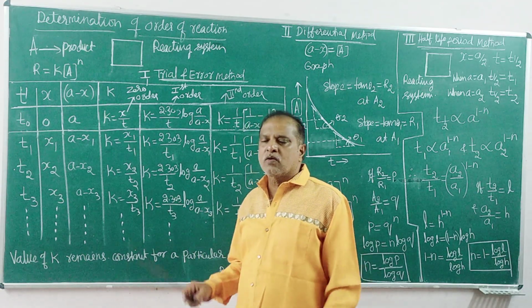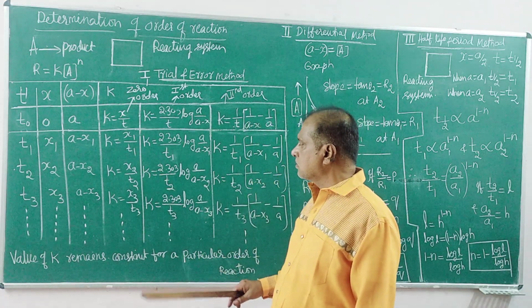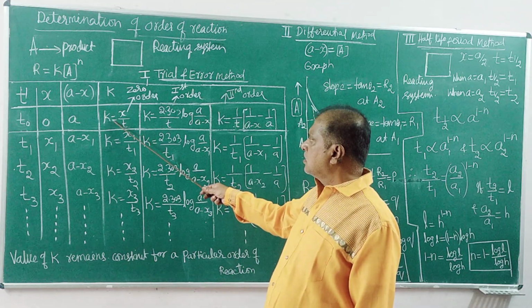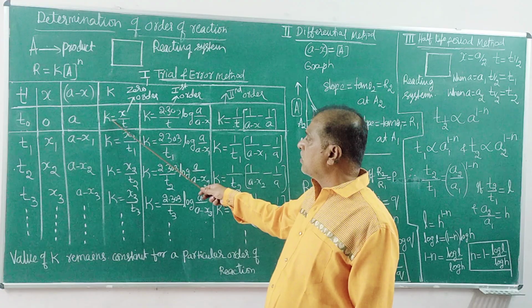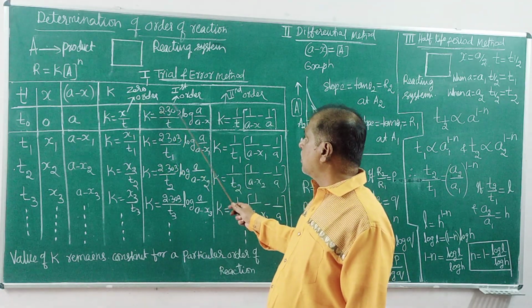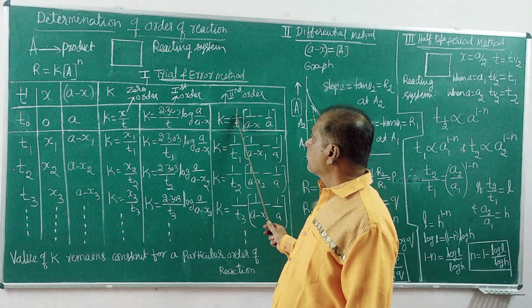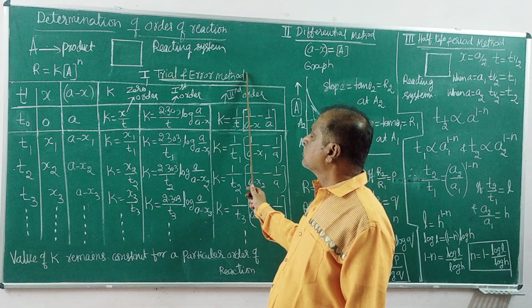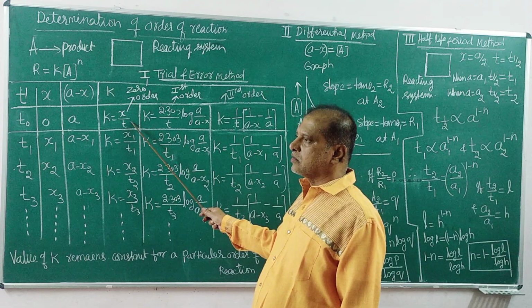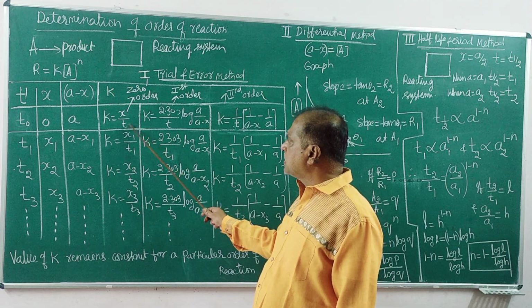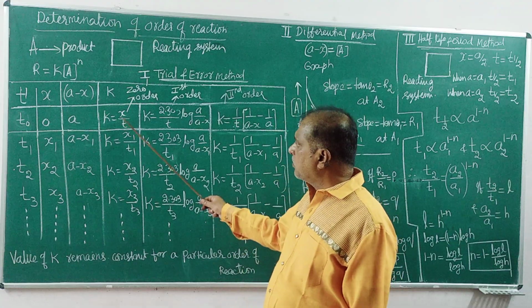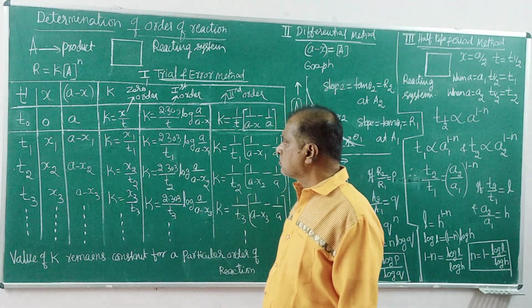Then go for calculation. What is the calculation? We already know the expressions. Three different expressions we have derived for zero order, first order and second order. This is a trial and error method. Take the equations one by one and verify which equation it obeys. Which equation holds good for the reaction?